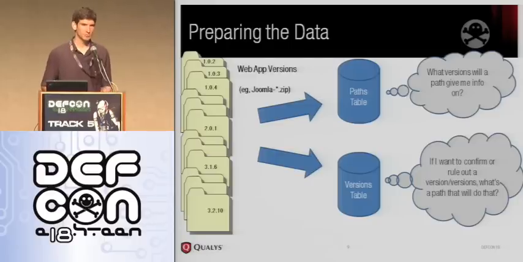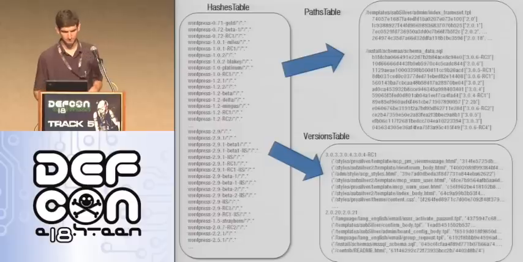Then we've got a versions table, which is sort of the reverse. If we've got particular sets of paths, we've got it down to 1 or 2, and we want to narrow it down, then the versions table will help us identify paths that will do that.